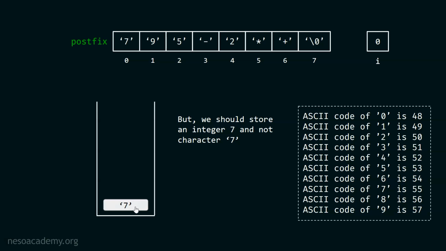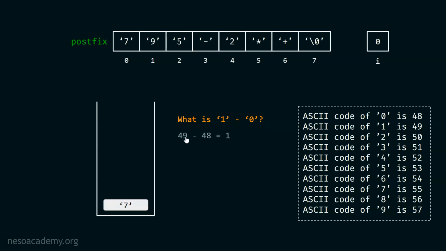But how to obtain the integer 7 from this character 7? How to extract integer 7 from this character 7? Let me ask this question. What is character 1 minus character 0? What is the result of the subtraction of these two characters? Again, ASCII code came into picture. Here we know the ASCII code of character 1 is 49 and the ASCII code of character 0 is 48.